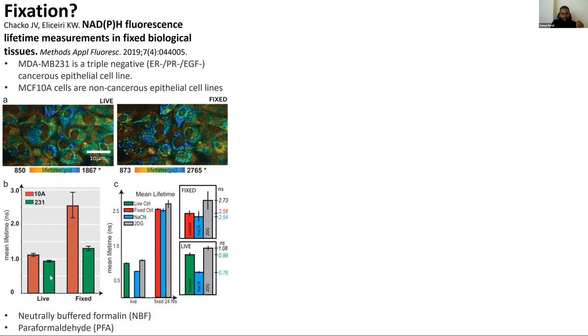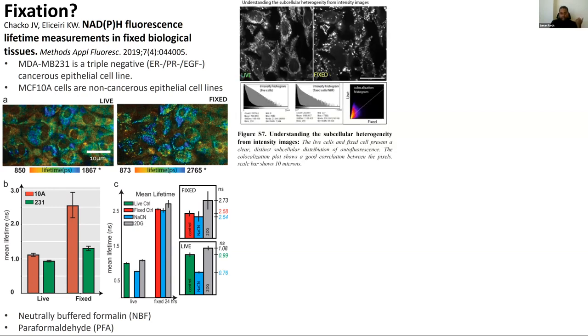You see a decrease in 231 in the average lifetime in live cells, and you see the same in fixed cells. And the mean lifetime behavior in terms of sodium cyanide and deoxyglucose, the metabolic pathway changes that we talked about, you actually see exactly the same behavior in live and fixed cells qualitatively. So you can still use this on a fixed sample with paraformaldehyde or PFA.